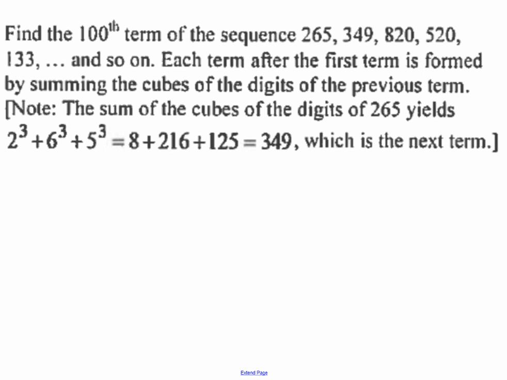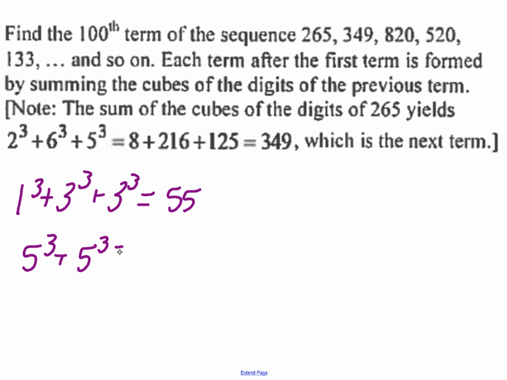This one here, we have terms in the sequence and they give us some of the numbers, and you basically take the digits and cube them to get the next. So we could look at just continuing the pattern. For example, if I'm at 133, 1 cubed plus 3 cubed plus 3 cubed gives me 1 plus 27 plus 27, which is 55. Then 5 cubed plus 5 cubed is 125 plus 125, which gives me 250. Then 2 cubed plus 5 cubed plus 0 cubed is 8 plus 125, which gives me 133.